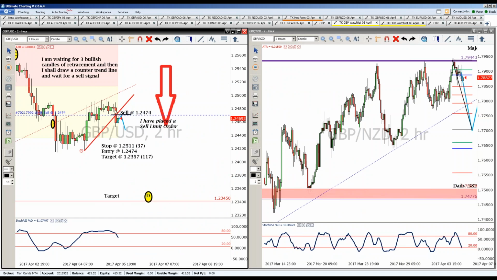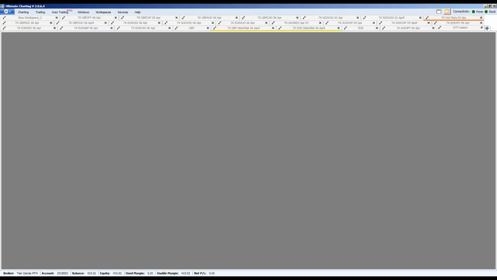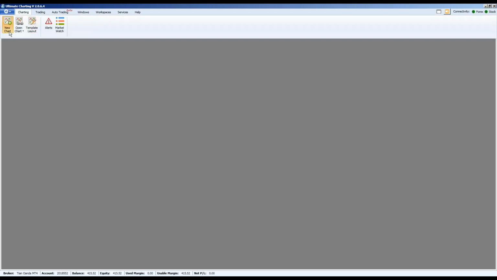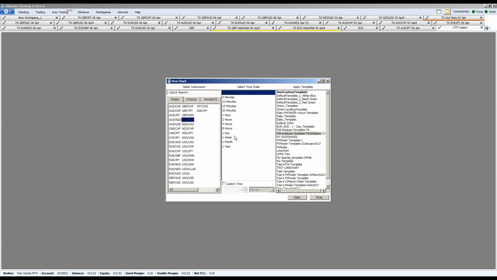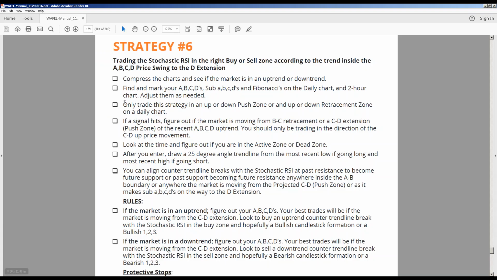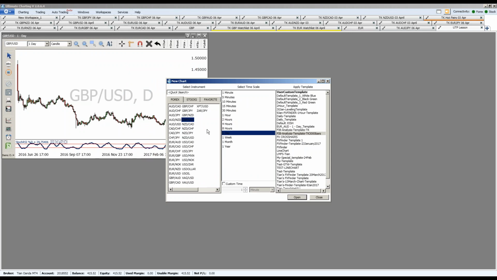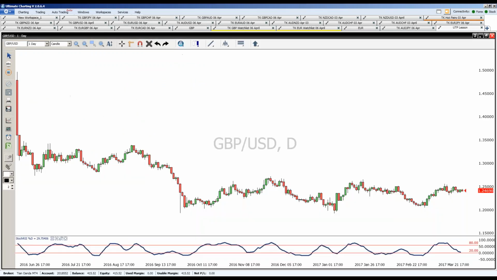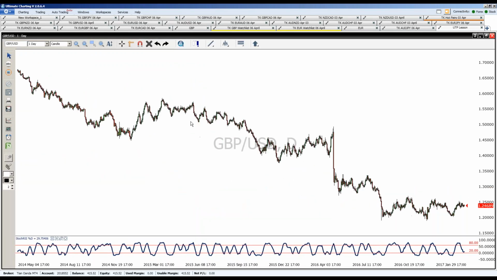Now in the AOD, I'm looking for a sell on the pound US dollar, so let's have a look at this pound US dollar and apply strategy number 6 on this one. Pound US dollar, open up a daily chart, because the manual says open up a daily. Mark your Fibonaccis on the daily. There's our daily chart. Compress the daily chart.